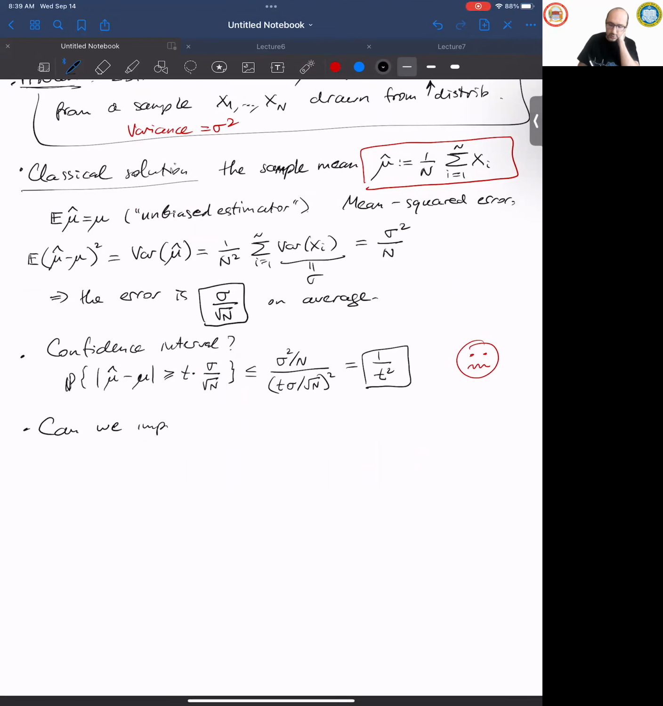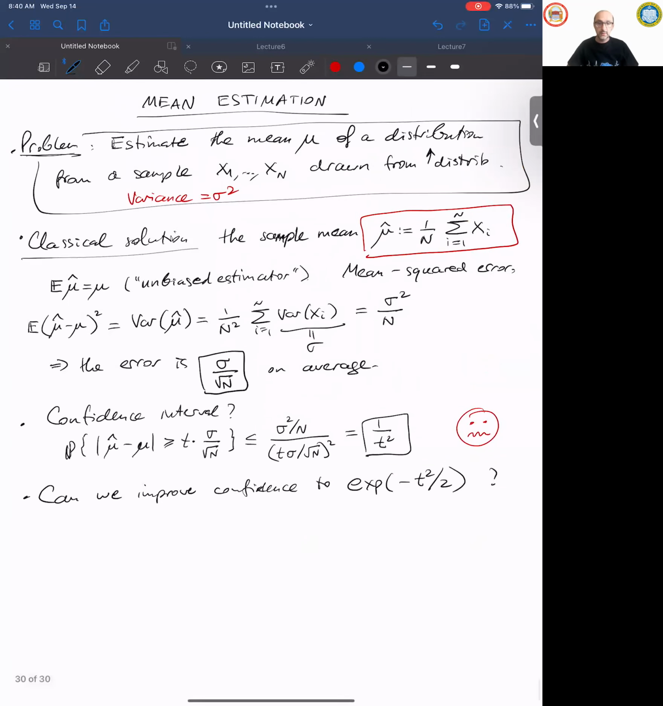Can we improve the confidence? Let's make an ambitious goal: the Gaussian. Just like in the Gaussian situation, we would have e to the minus t squared over 2. But can we do it completely generally, in full generality, just knowing the mean and variance? Can we always be that sure? Can we build maybe some other estimator that has a better confidence interval than this?